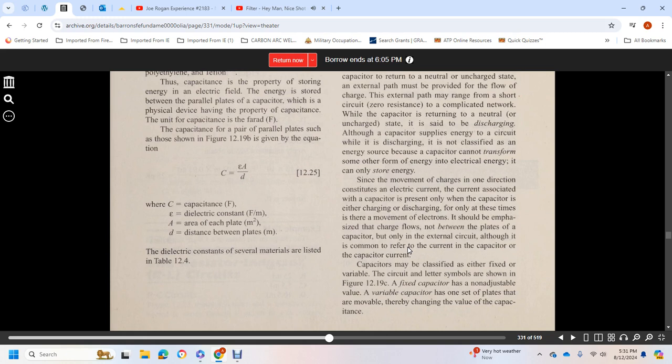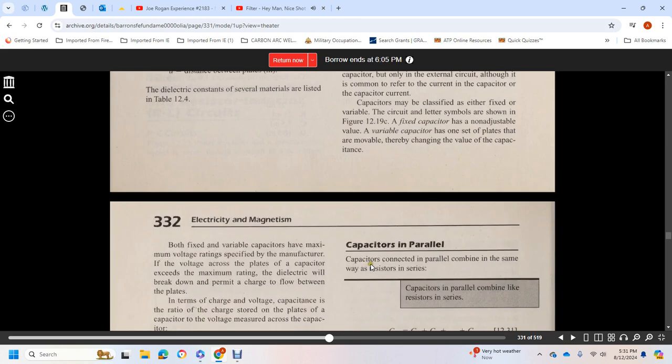It should be emphasized that charge flows not between the plates of the capacitor, but only in the electrical circuit. Although commonly referred to as the current in the capacitor, a capacitor is classified as either fixed or variable, with the circuit letter symbol C shown in figure 12.9. The fixed capacitor has a non-adjustable value; the variable capacitor has one set of plates that are movable, thereby changing the value of the capacitance.